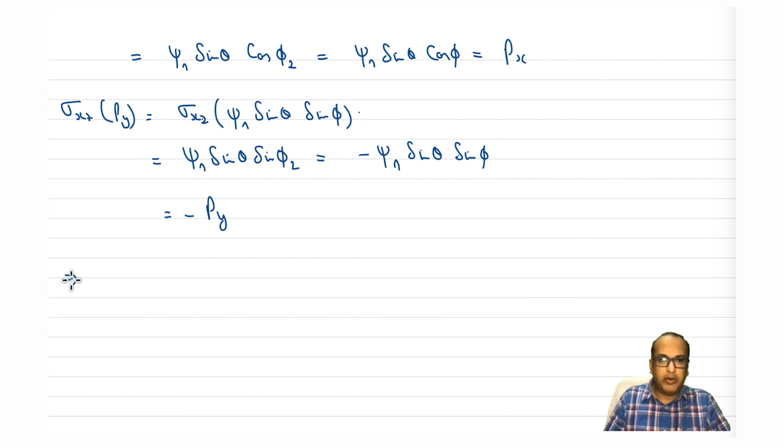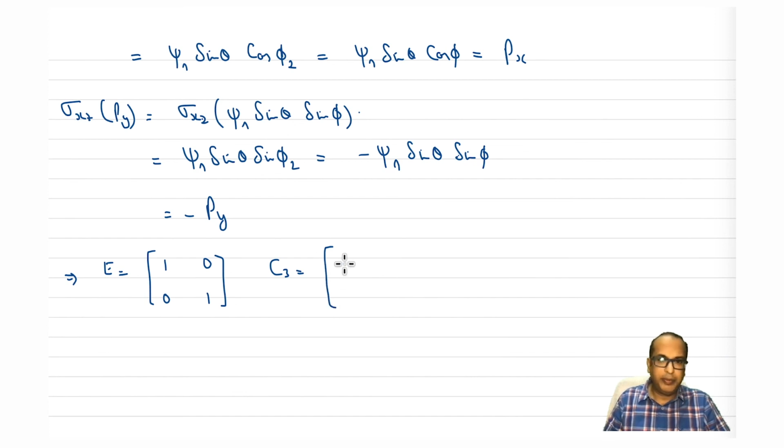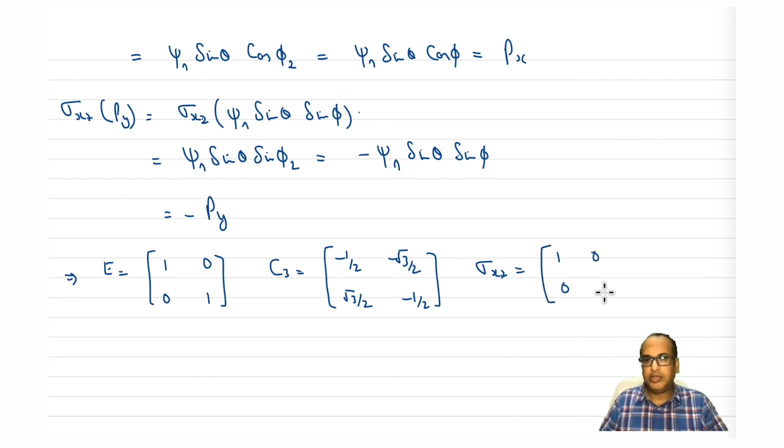So that means if we want to write the matrix for E, what we will get is 1 0 0 1. If you want to write the matrix for C3, this will be minus half, minus root 3 by 2, root 3 by 2, minus half, and for sigma xz, this will be 1 0 0 minus 1, right?